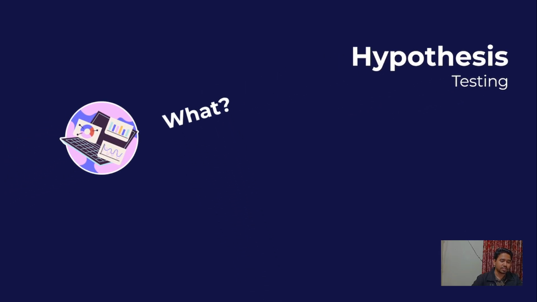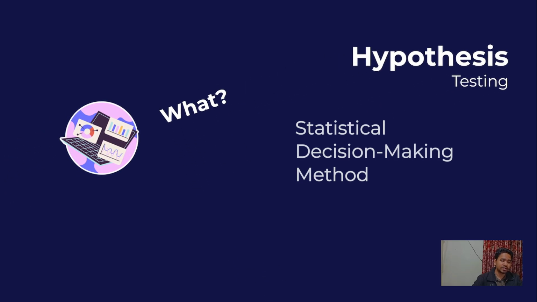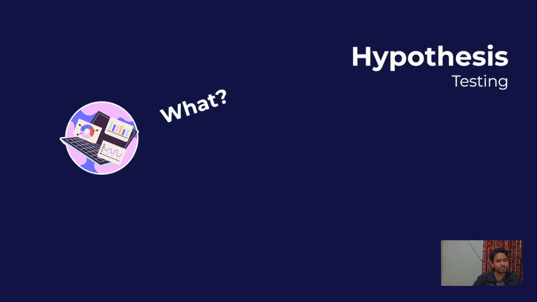So what is hypothesis testing? Hypothesis testing is a statistical decision-making method. It helps us determine whether an observed effect is really real or just happened by chance. So we start with two statements. The first one is the null hypothesis, which says nothing special is happening. For example, air capacity issues don't affect delays. And another one is called the alternative hypothesis, which means that something is happening, such as air capacity issues do affect delays.